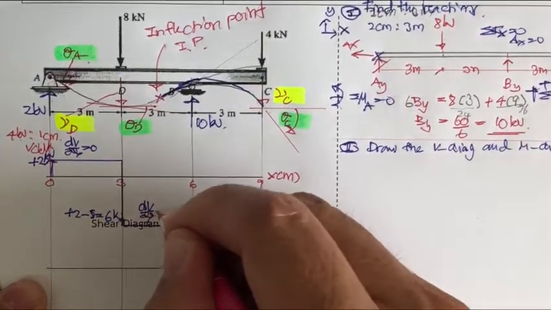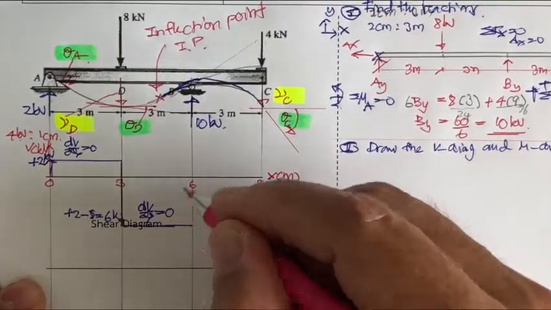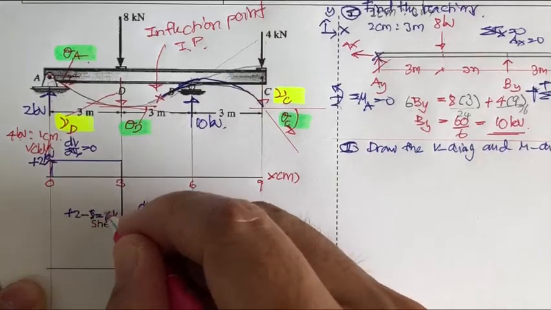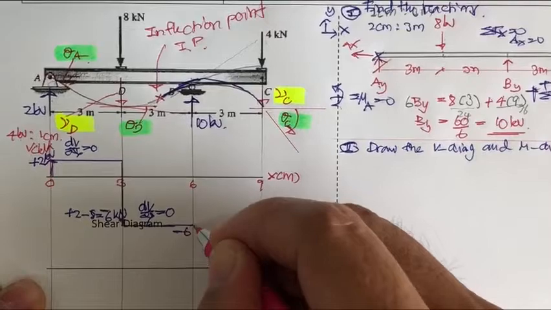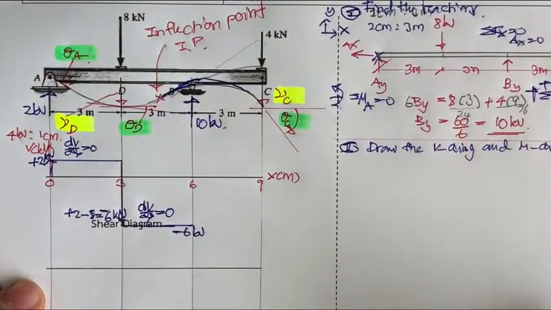dV by dx equal to 0. This is going to be plus 2 minus 8. It's going to be minus 6 kilonewton. This one also minus 6 kilonewton.